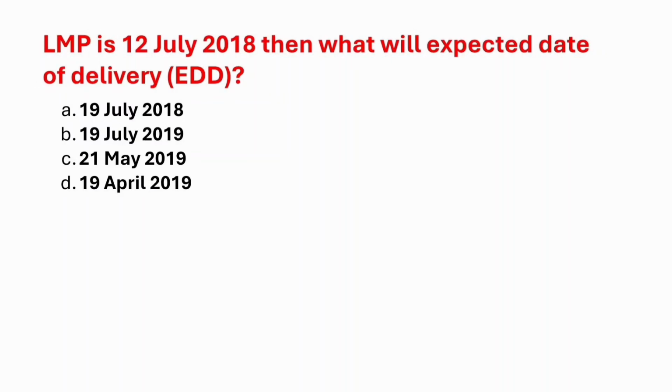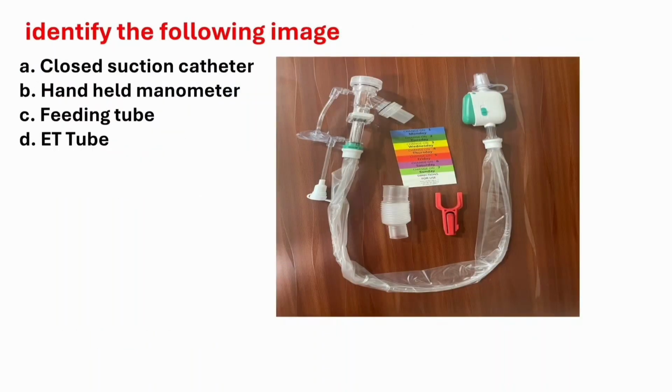LMP is 12 July 2018. Then what will be the expected date of delivery? A. 19 July 2018. B. 19 July 2019. C. 21 May 2019. D. 19 April 2019. The correct answer is D. 19 April 2019.